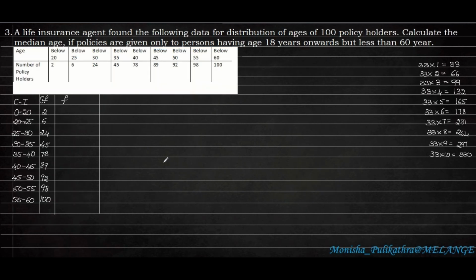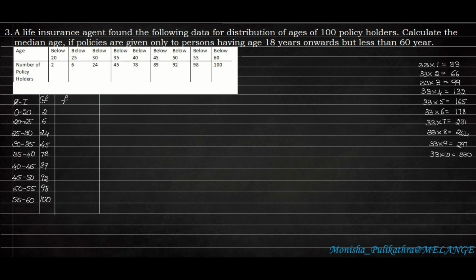Moving on to the third question of this session. The third question is: a life insurance agent found the following data for distribution of ages of 100 policy holders. Calculate the median age if policies are given only to persons having age 18 years onwards but less than 60 years. Here the age has been given as below 20, below 25, up to below 60. So up to 60 years they have given.